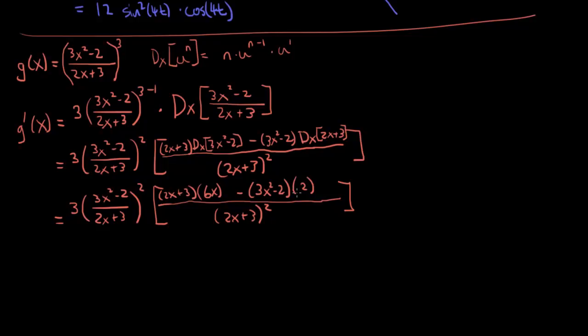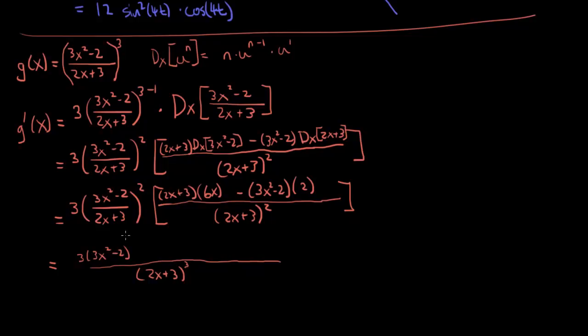Okay, and now this is just a matter of cleaning it up a little bit. What do you notice about, we have 2x plus 3 here, and 2x plus 3 squared over there. So we can actually go ahead and combine all the denominators and write that as 2x plus 3 raised to the third power. Now on the numerator, we're still going to have a 3, we'll have a 3x squared minus 2.